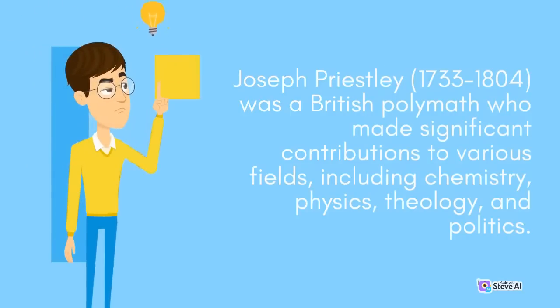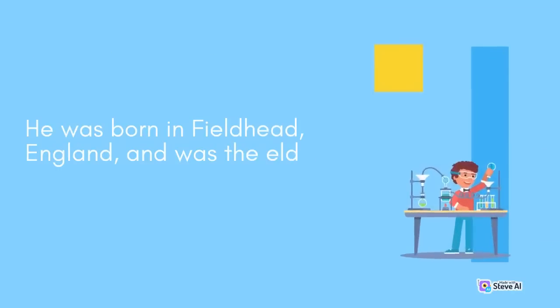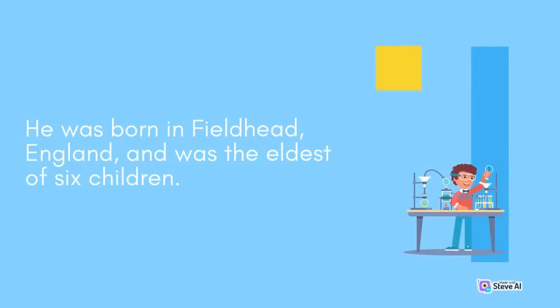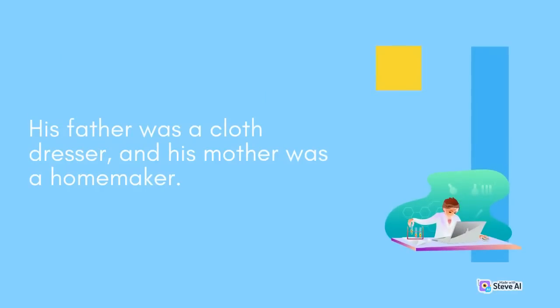2. Joseph Priestley, 1733 to 1804, was a British polymath who made significant contributions to various fields, including chemistry, physics, theology, and politics. He was born in Fieldhead, England, and was the eldest of 6 children. His father was a cloth dresser, and his mother was a homemaker.